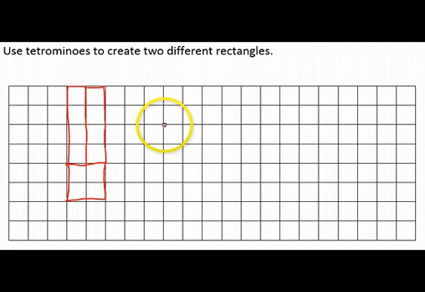Here's another example. I'm going to take the tetromino that is L-shaped, so it's still made up of 4 squares, and then I'm going to stack the same shape underneath it. So when I put those 2 shapes together, it forms a rectangle.